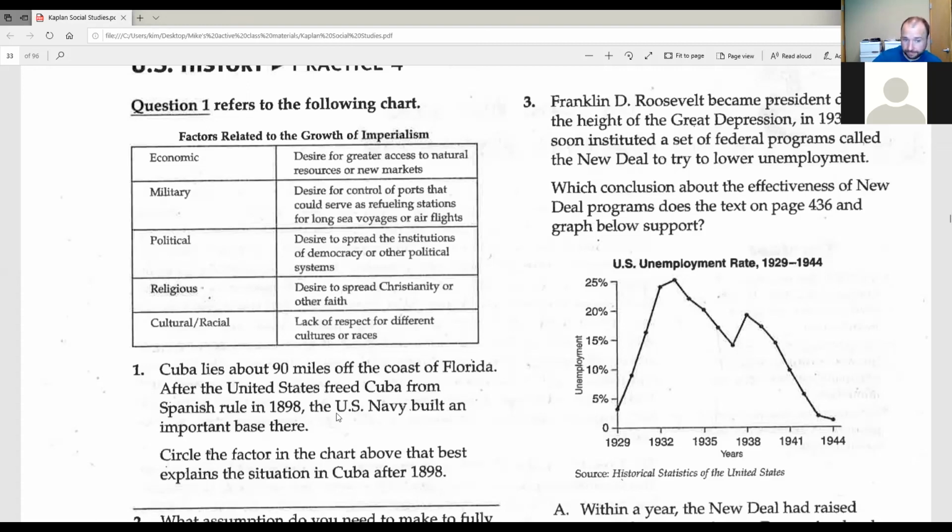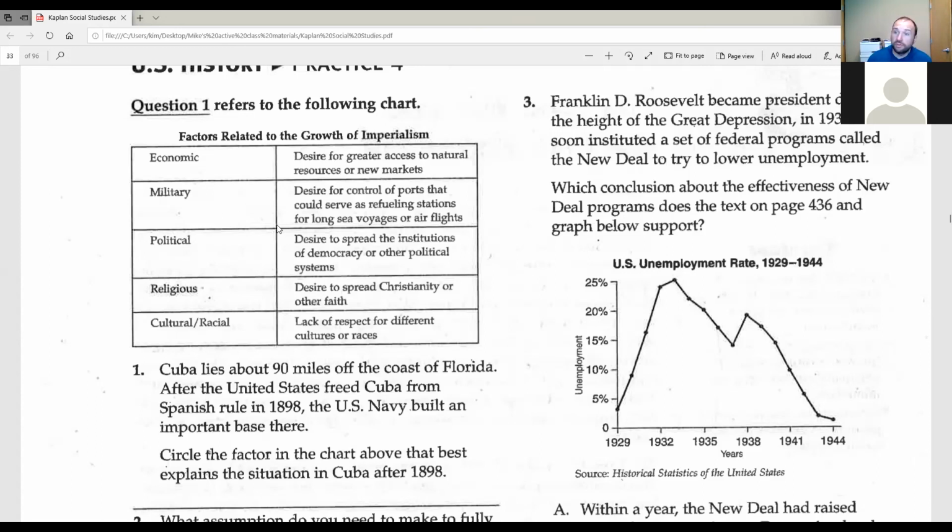Basically, we're just looking at which one of these five categories this sounds like it fits in. Is it economic control, military control, political control, religious control, or cultural, racial? In fact, they say Navy and they build a naval base there. So it's probably military, right? And that would be the right answer.